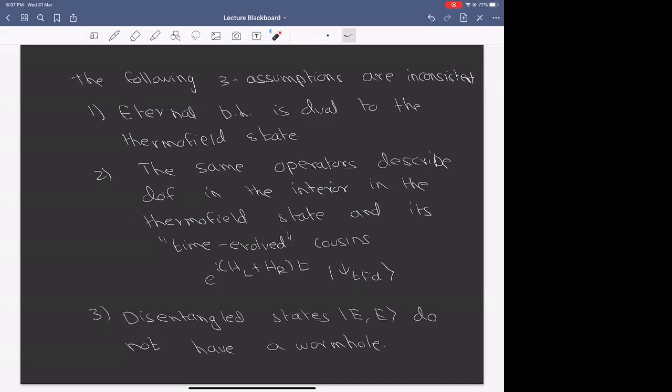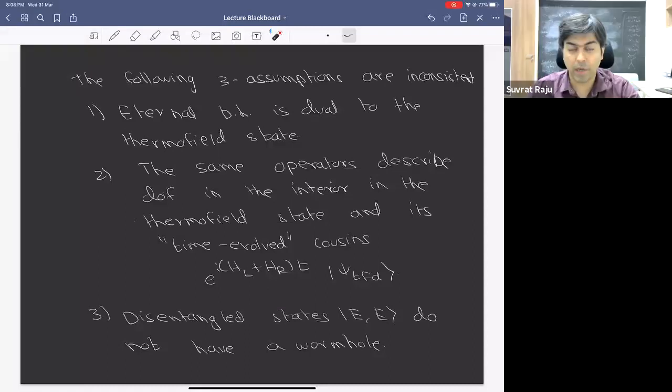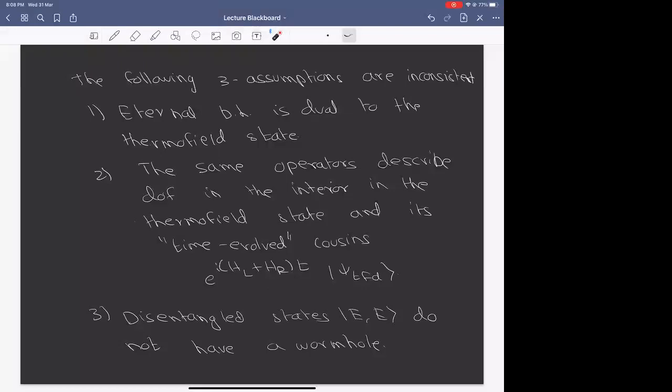So a bulk observer wouldn't know whether he's in a single-sided or a two-sided black hole. So when you say bulk observer, you mean a bulk observer who can only make coarse-grain measurements? Yeah, yeah. I don't know how we would access the fine-grained.